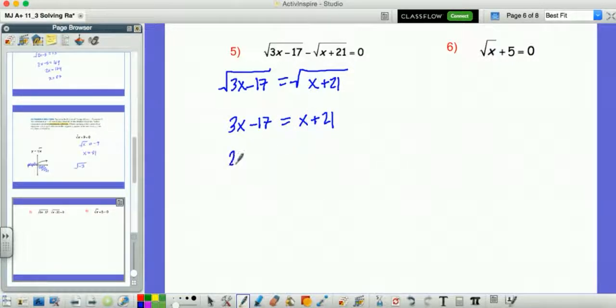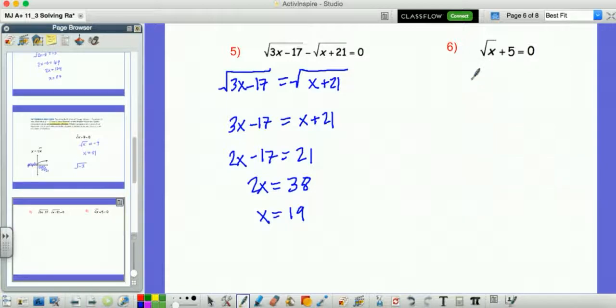Subtract x from both sides, we'll have 2x minus 17 equals 21. Add 17 to both sides. 2x is equal to 38. X is equal to 19. So not an extraneous solution here. 3 times 19 minus 17 is still greater than 0. 19 plus 21 is 40. That's still greater than 0, so we are in business.